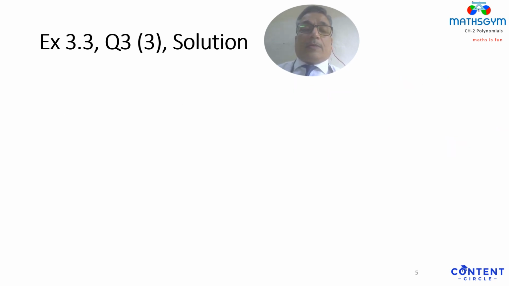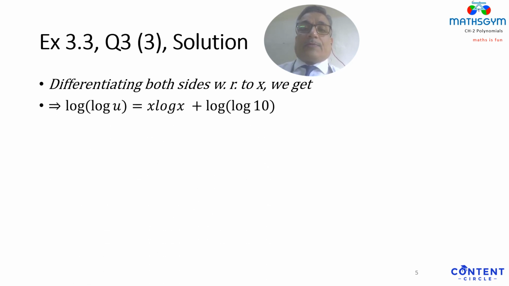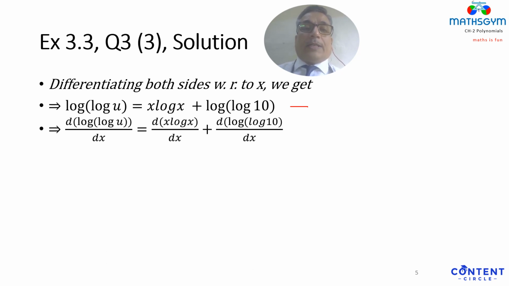Now if we differentiate both the sides with respect to x, what do we get? We have just reproduced the equation: log of u is equal to x log x plus log of 10, and this is equal to d dx of log u is equal to d dx of x log x plus d dx of log of 10. There should be an additional bracket out here, but it's okay. Now we are not much bothered about this particular term, log of 10, because it's a constant term. So it's eventually going to be 0. Derivative of a constant is 0. But what happens to the left hand side?